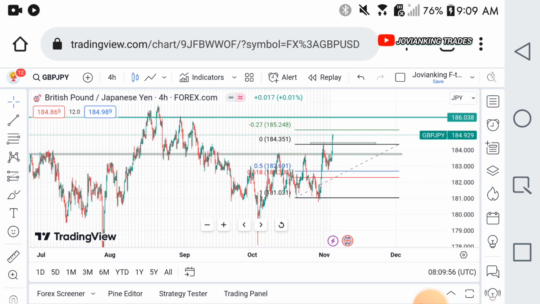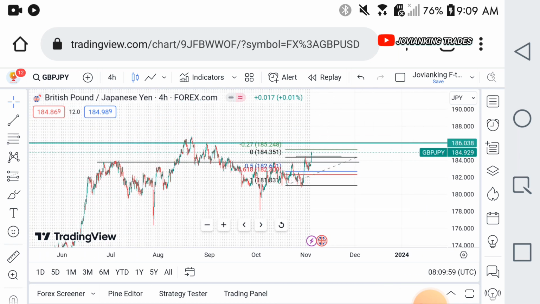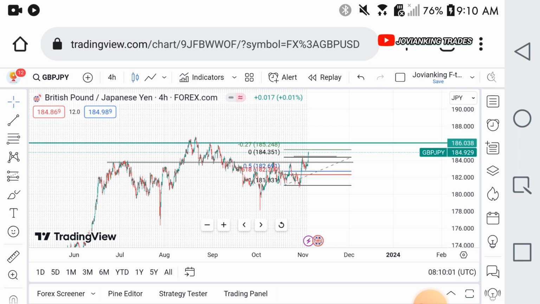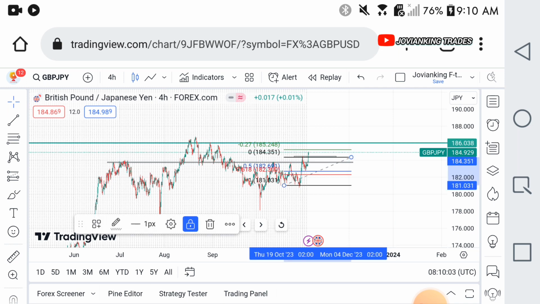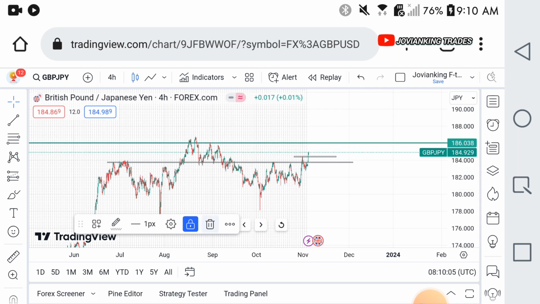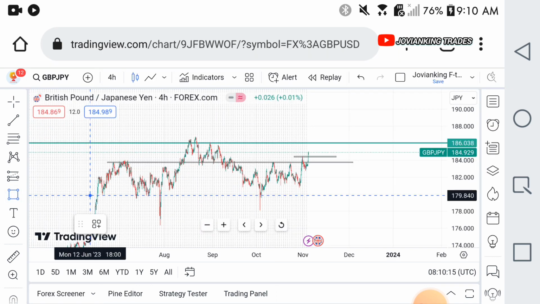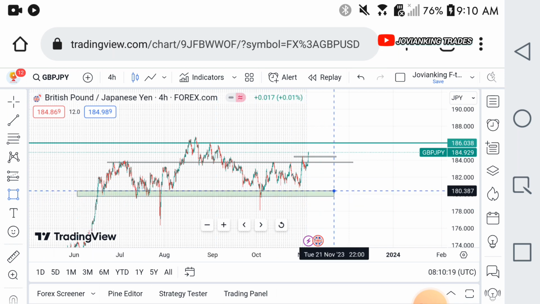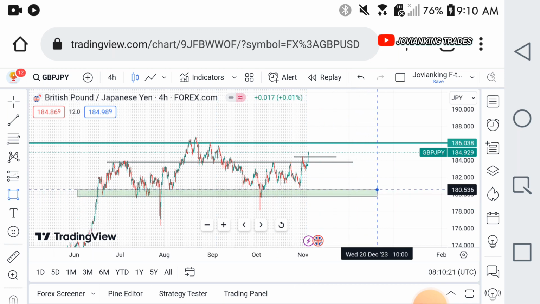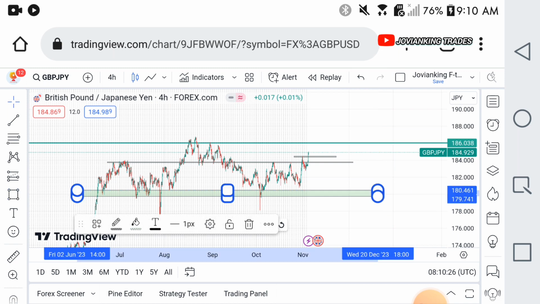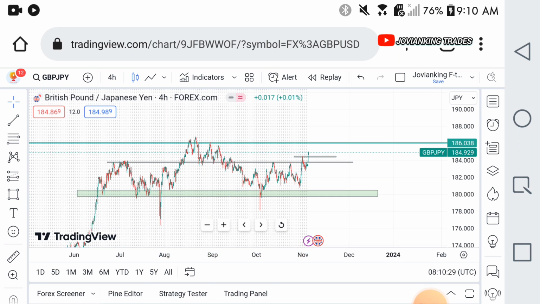So here is my second setup on GBPJPY. First of all, you will notice that GBPJPY has broken its previous channel. Let me remove this Fibonacci 2. I might replace it later. So previously, GBPJPY was at this particular area of consolidation, and the moment GBPJPY managed to break above this area, it kept on making further moves to the upside.